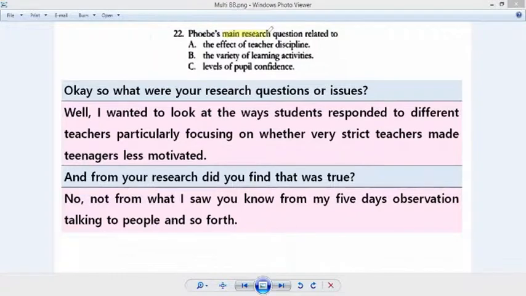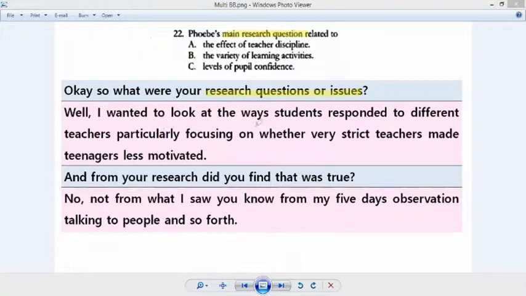Okay, number 22. Let's see, main research question. That's what we're looking for, the research question. And we have it right here. What were your research questions or issues? So that is a signal. Okay, time to listen for number 22. Now, let's look at where our answer comes. What is the research question?